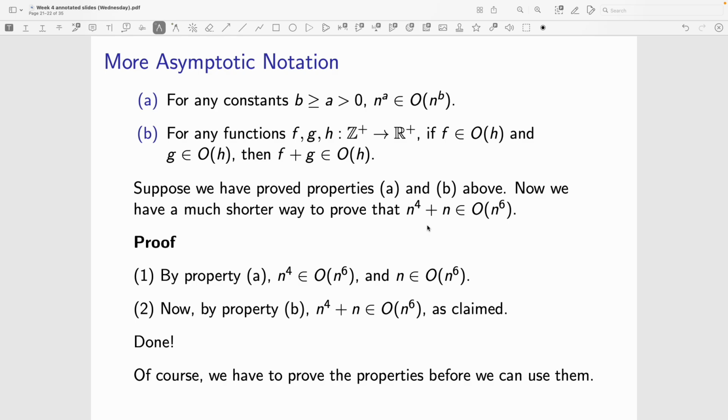But for questions that don't say you have to use the definition, you could just say stuff like, well, we know that n to the 4 is in big O of n to the 6 because of this thing. And we know that n is in big O of n to the 6 for the same reason. They're both in big O of n to the 6, so their sum is in big O of n to the 6. Easy.